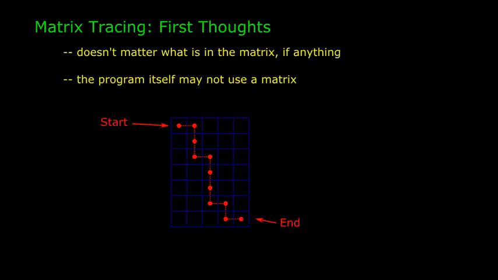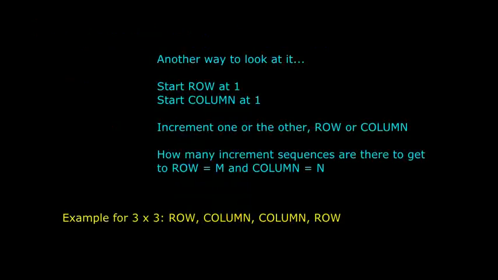That means there isn't necessarily a matrix involved in the solution of the problem. In other words, we might imagine two variables, row and column, that keep track of where we are in a particular matrix. And the question is, if we always have a choice of incrementing one or the other, how many sequences of increments are there that result in getting to that particular place?